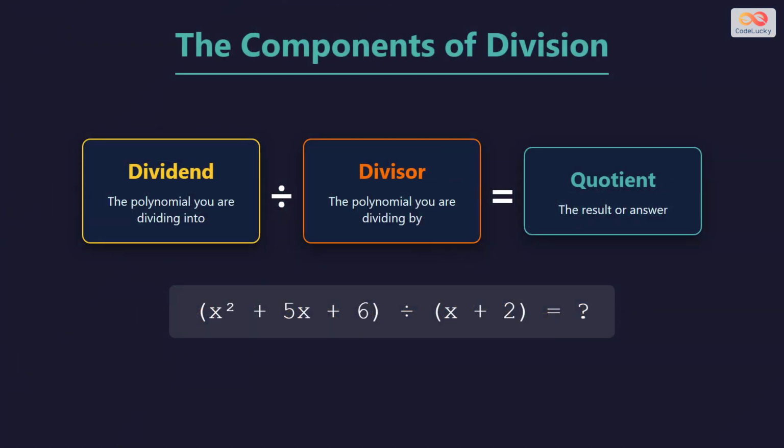First, let's understand our goal. We want to divide a polynomial, called the dividend, by another polynomial, called the divisor. The result we get is the quotient. If it doesn't divide evenly, we'll have a remainder, just like with regular numbers.